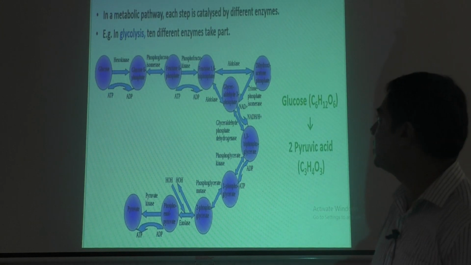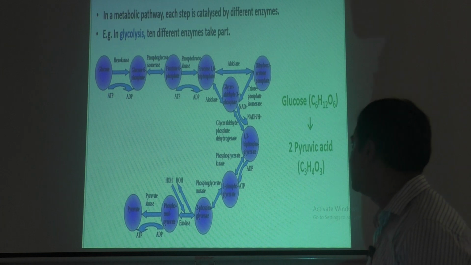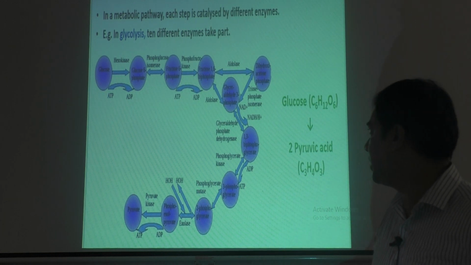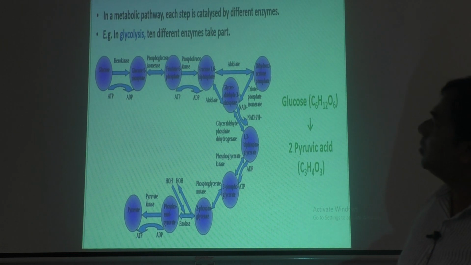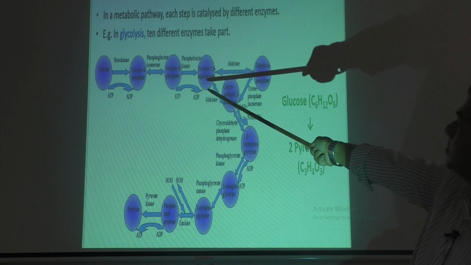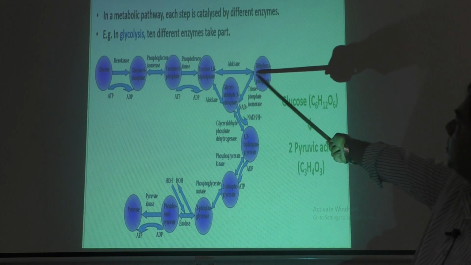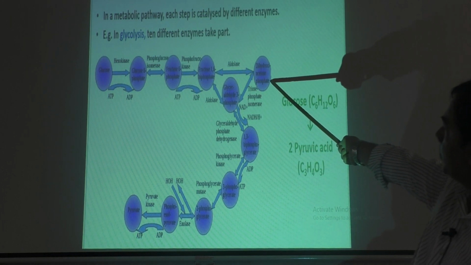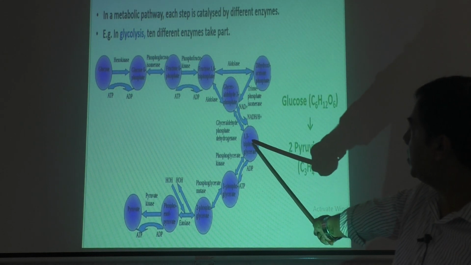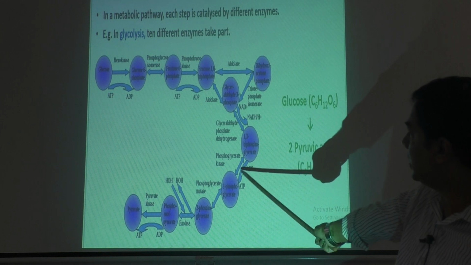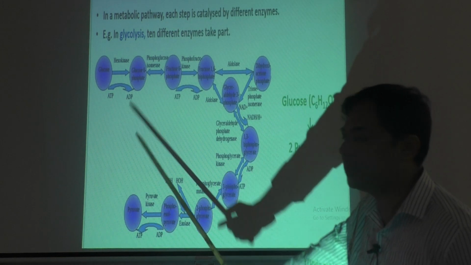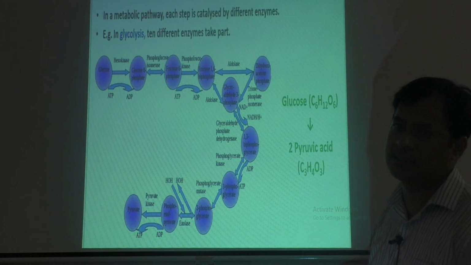You can see this is glycolysis, which you have already learned in the respiration in plants chapter, 10 steps. Glucose is converted to glucose 6-phosphate, then fructose 6-phosphate, then fructose 1,6-bisphosphate, then it splits into dihydroxyacetone phosphate and glyceraldehyde 3-phosphate. Then it becomes 1,3-bisphosphoglycerate, 3-phosphoglycerate, 2-phosphoglycerate, phosphoenolpyruvate, then pyruvate. You know this is glycolysis.